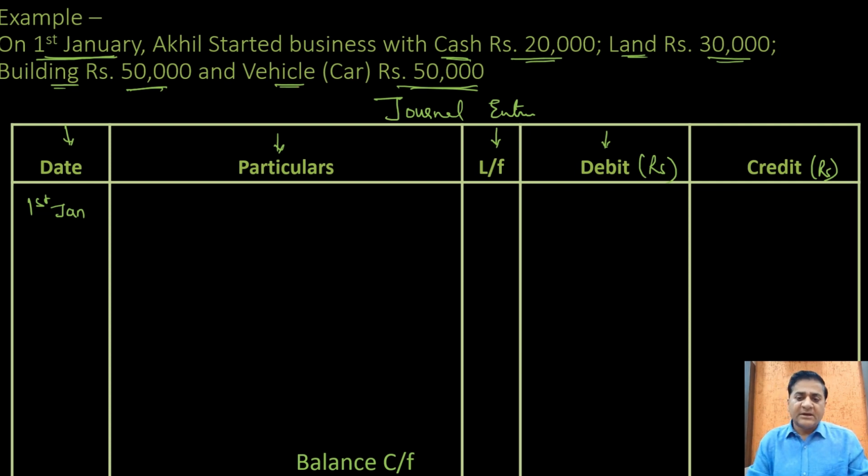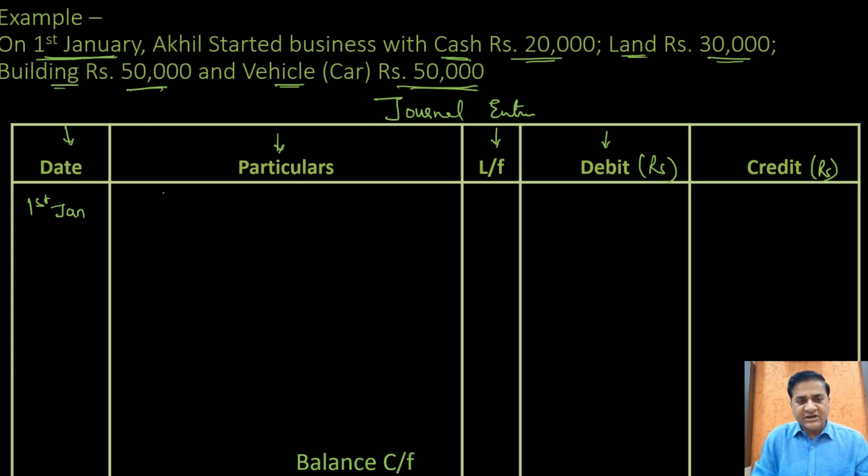If you remember our earlier class wherein we talked about how to pass the journal entries, therein you would find which accounts are to be debited and which are to be credited. If you are still confused with that, I would request you to go to that video and find out which accounts are to be debited and why, and which accounts to be credited and why, right? So here we find that the cash account, land account, building account and vehicle or car account are to be debited. So how would I write this?